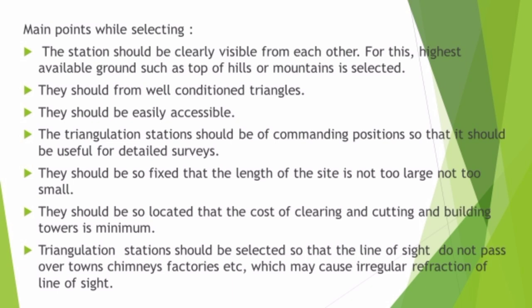They should be so located that the cost of clearing and cutting and building towers is minimum. Last one, triangulation station should be selected so that the line of sight does not pass over chimneys, towns, factories, etc., which may cause irregular refraction of line of sight. Okay. So, these 7 points are to be noted when you are selecting a station.